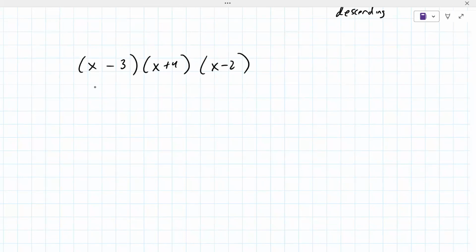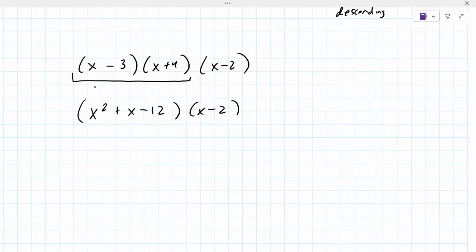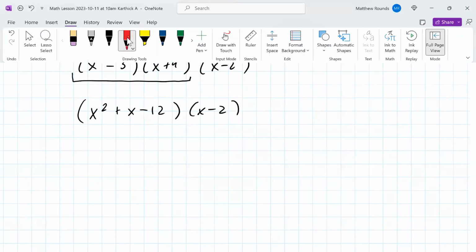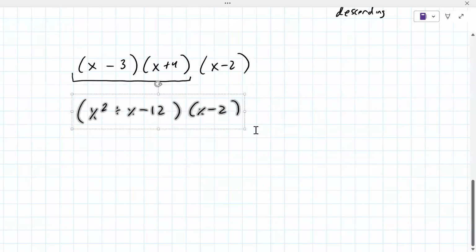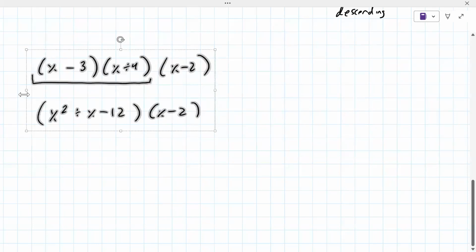So the order doesn't matter. It's your choice. So I'll FOIL this. This ends up being x squared plus x minus 12. Okay. And then from here, there's two ways of looking at it, and both are correct. There's not a right and a wrong. Let me move this off to the side a little more. There's two ways to look at this line here.